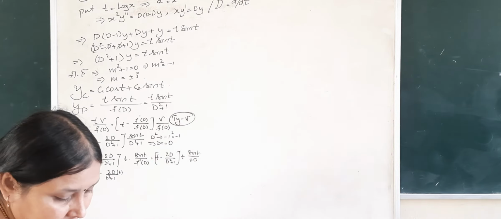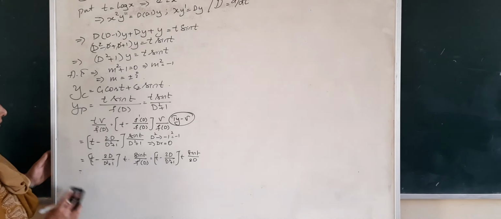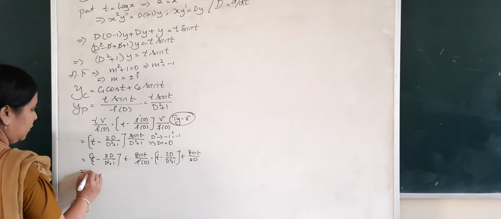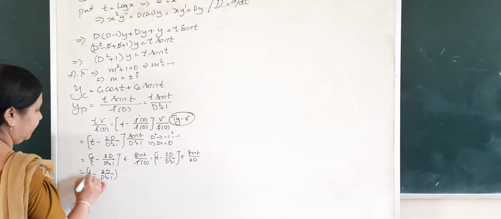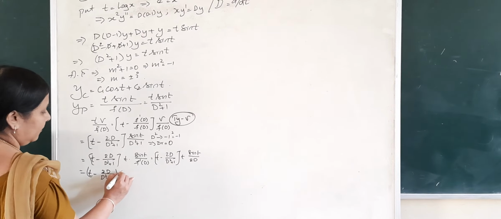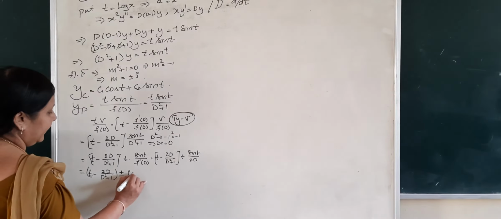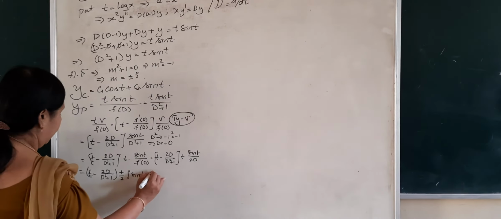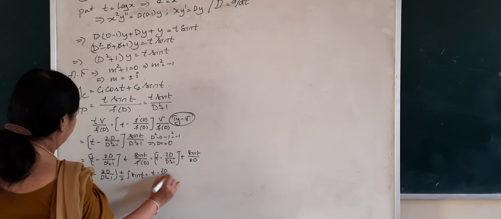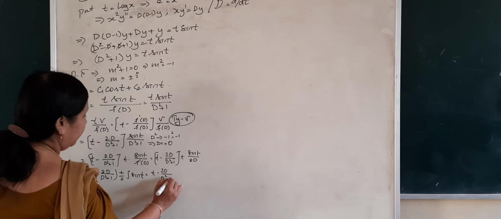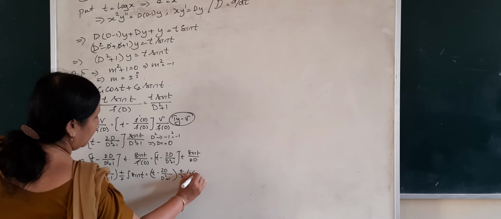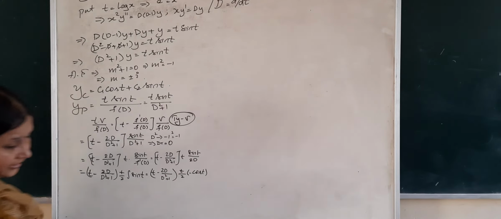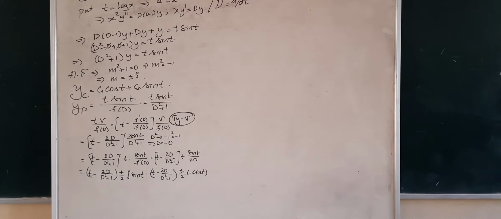Otherwise, let me take another step and then finally multiply. So t minus 2d by d square plus 1 is as it is. This will become t by 2 integral sin t. By the way, what is the integral of sin t? It will be negative cos t. So t by 2 times of minus cos t. So this is what you are going to get.